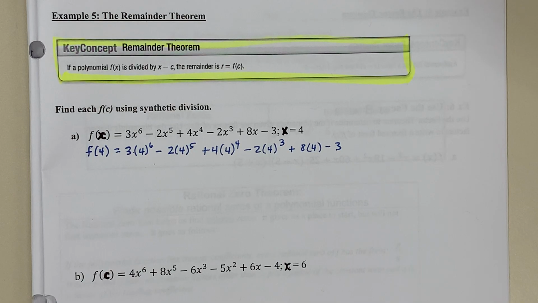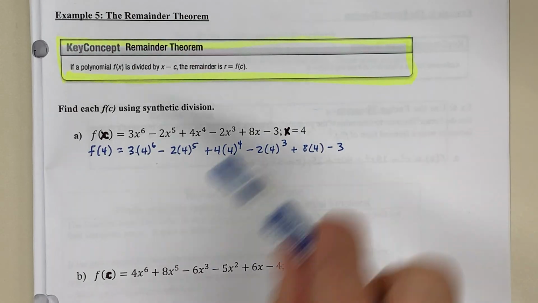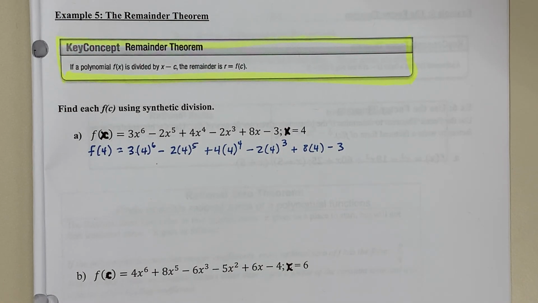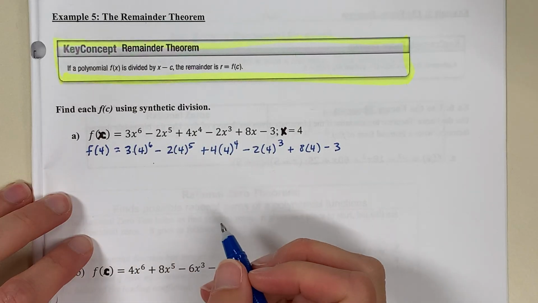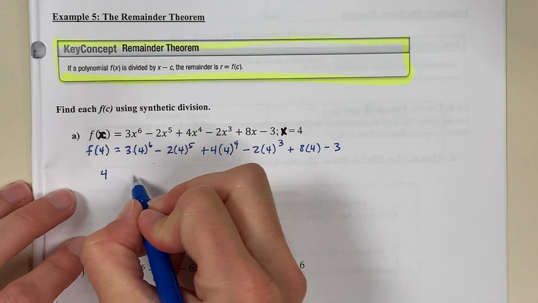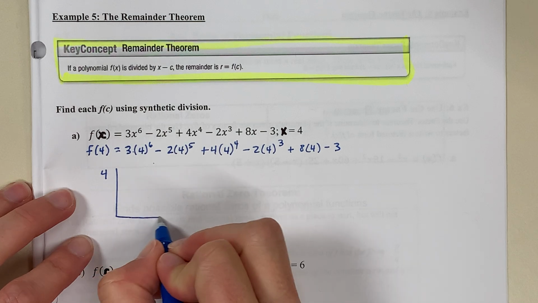So we have an alternative way to evaluate the function when x is 4, and that is using synthetic division. The remainder theorem tells us that if we use synthetic division with the number that we are asked to evaluate x for, the remainder is the same value as if we were to evaluate the function as it is in front of us. So here's what this looks like. If I want to evaluate a function at x equals 4, I'm going to put 4 on the outside of the synthetic division.